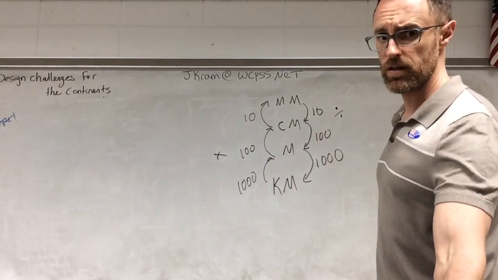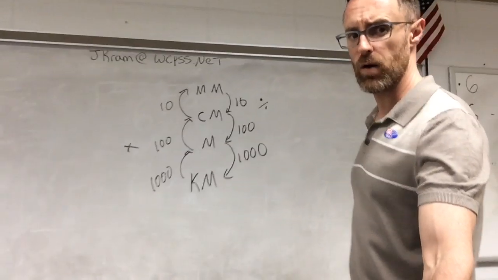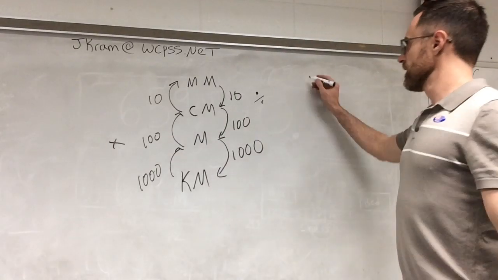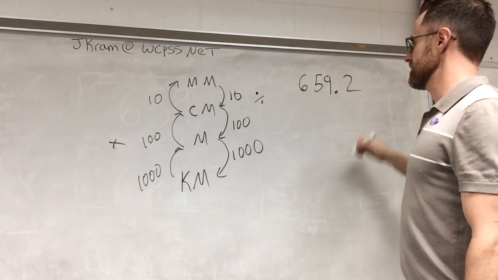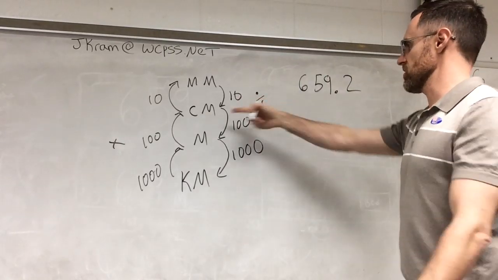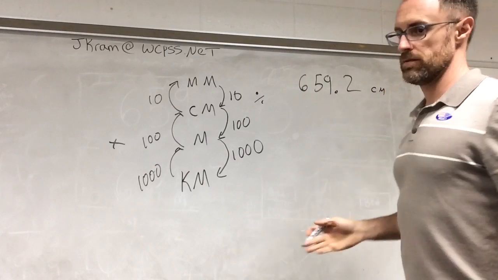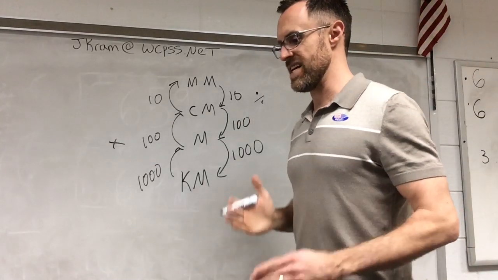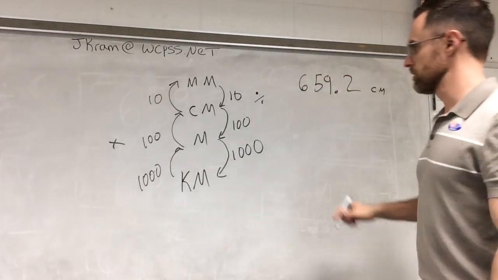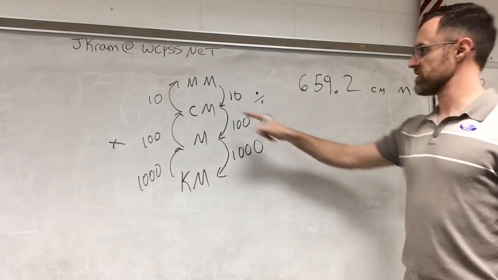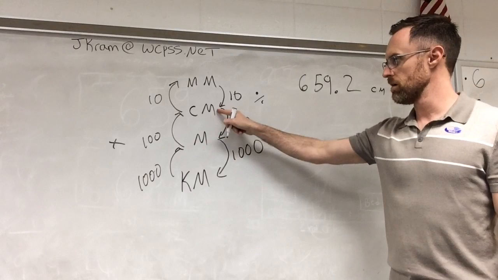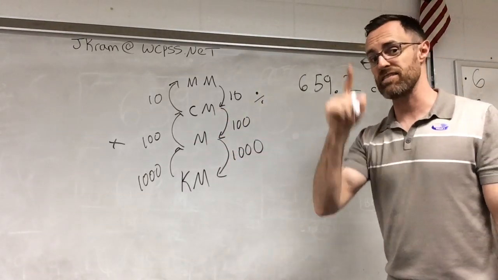I'm going to wheel this over just a little bit. I want to show you what I mean. All right, check this out. All right, let's say I have 659 and 2/10, I don't know, centimeters. Sure. All right, how many meters is that equal to? It's easy. I'm going from cm to m. My finger went down, which means I have to divide.